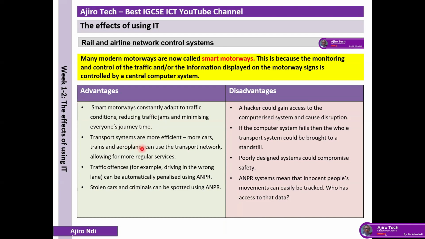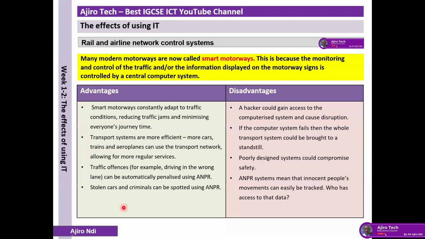The next one is that traffic systems are more efficient. It makes it more efficient because now you're having more trains and more airplanes that can use the transport network, allowing for a more regular service. This is very important because the systems are now automated, so any form of manual error has been totally eliminated.